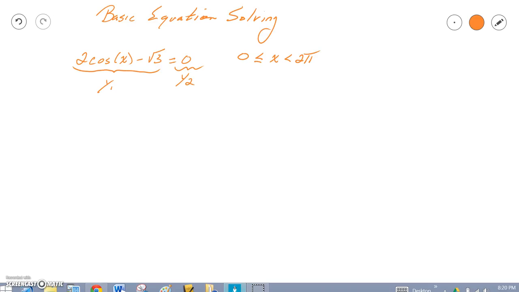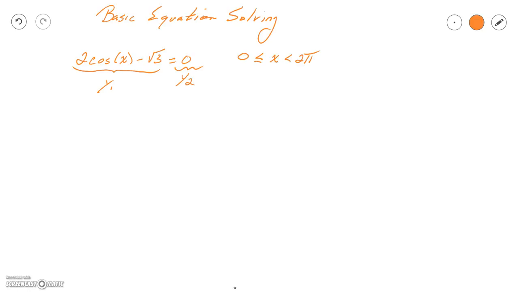Now we're going to go back and actually solve it algebraically and see if we can get those same answers. So the first thing I'm going to do is get the cosine of x by itself. So I'm going to start by adding a radical 3 to both sides. And then I'll go ahead and divide by 2. So what we have here is that the cosine of x, the cosine of some angle x, equals radical 3 over 2. Well, think about that for a second. The cosine of some angle equals radical 3 over 2.